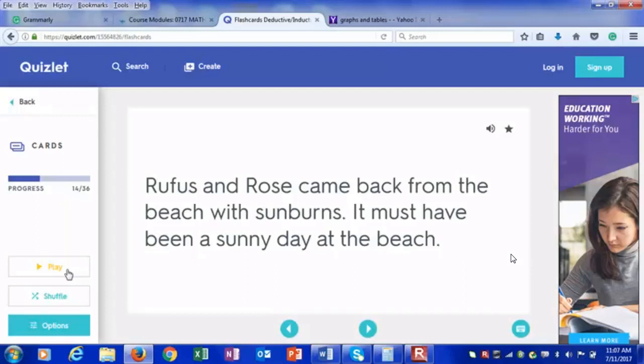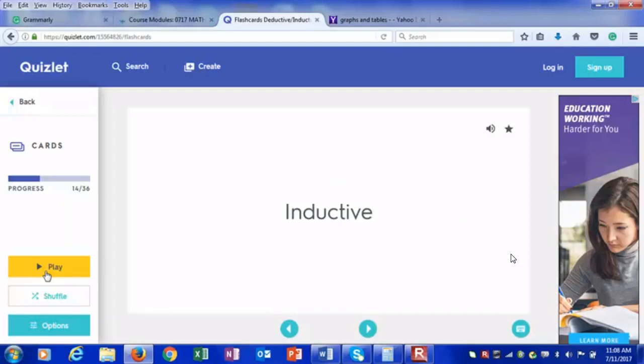Well, think about it this way. If you go to the beach and you get sunburns, can you get sunburned without the sun? Of course not. So if Rufus and Rose came back from the beach with sunburns, it had to have been a sunny day at the beach. Therefore, establishing a pattern: it's a sunny day, people go to the beach, therefore they get sunburned. So it is inductive reasoning. All right, last one.